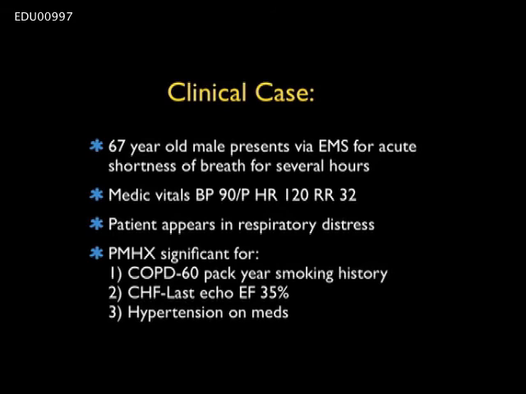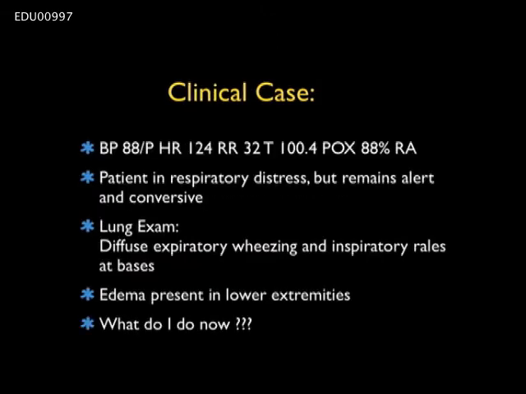The patient has a significant past medical history, significant for COPD, congestive heart failure, and hypertension on multiple medications. He states that his baseline blood pressure runs about 160 to 170 systolic, and that he's been compliant with his blood pressure medications, making the blood pressure of 90 over palp a big change from his baseline.